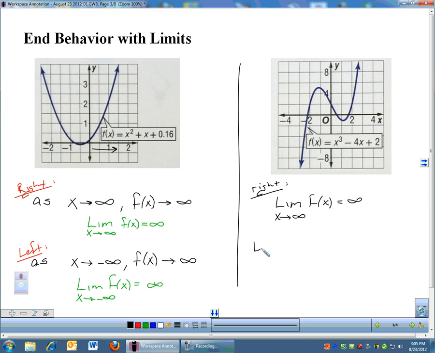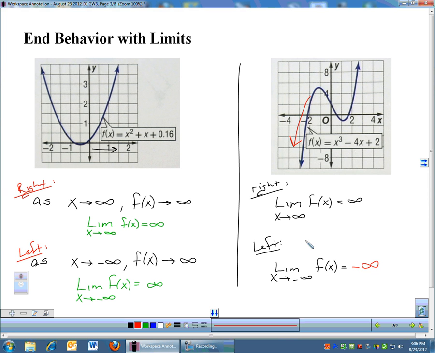My left side. Well, the left side is as x goes to the left, so we're going to go to negative infinity. So the limit as x goes to negative infinity of f of x. Let's see, as I go to the left, what am I doing? I am going down. As I move to the left, my function's actually going down towards negative infinity.